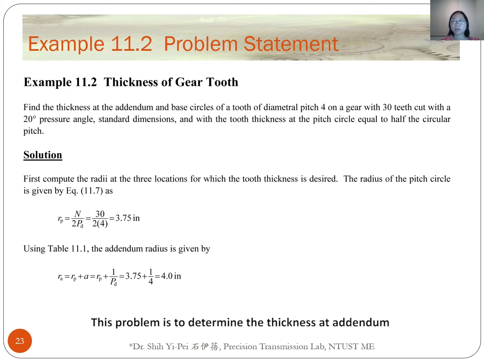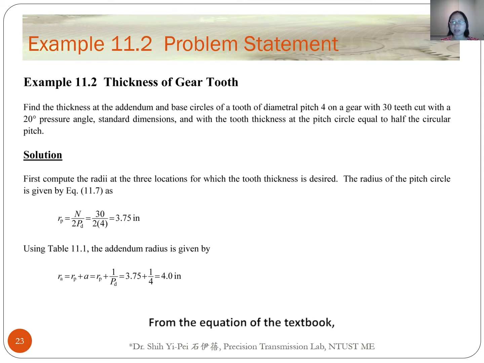This problem is to determine the thickness at the addendum and the base circles of the tooth. The gear has diametric pitch 4, 13 teeth, and pressure angle 20 degrees. The tooth thickness at the pitch circle is equal to half the circular pitch. We first compute the radii Rp, Rb, and Ra at the 3 locations for which the tooth thickness is desired.